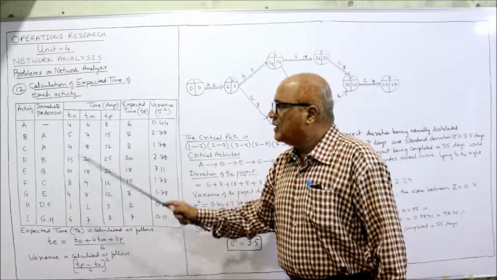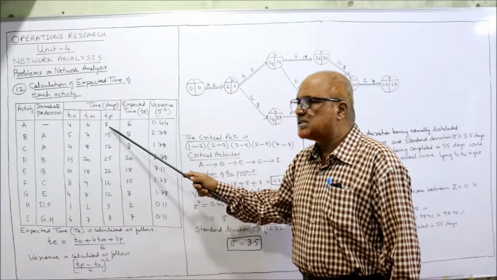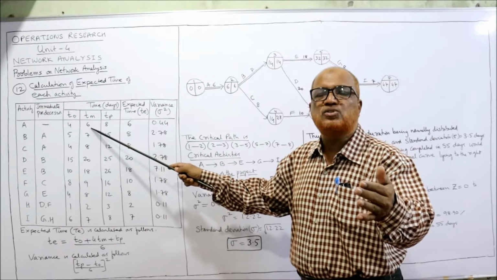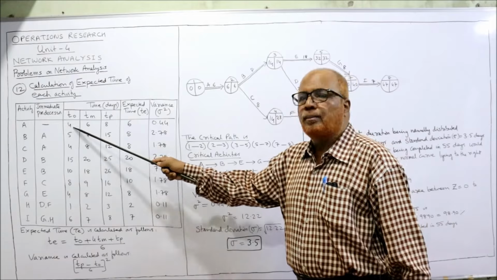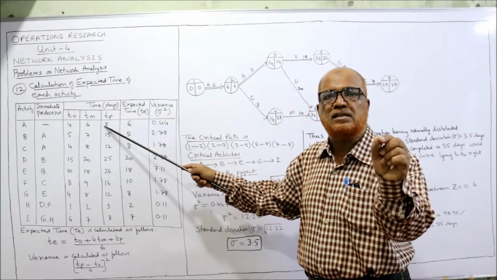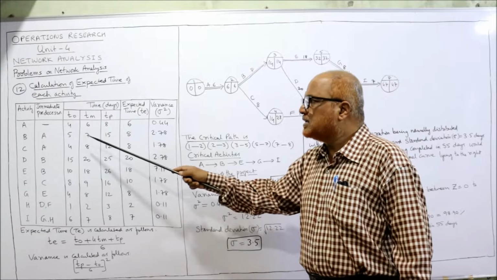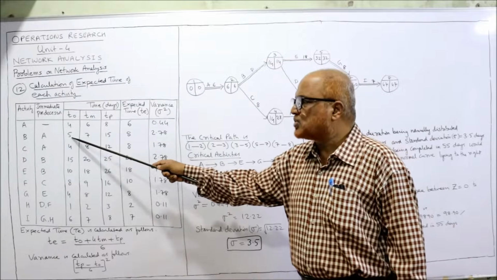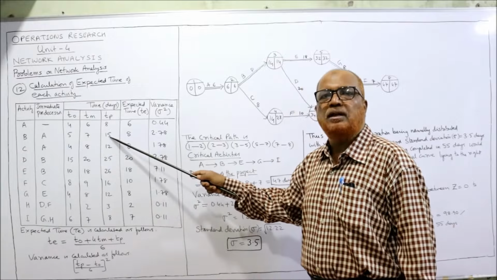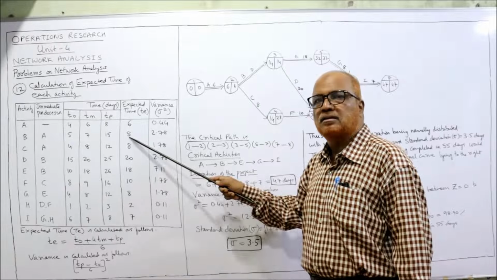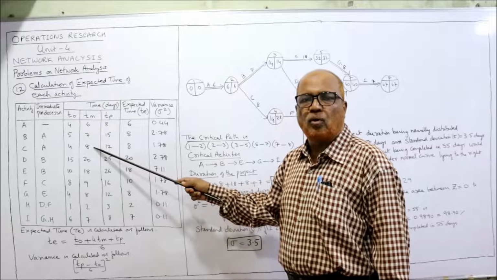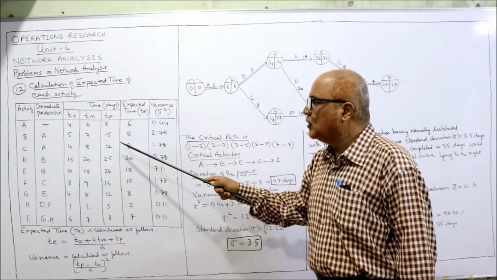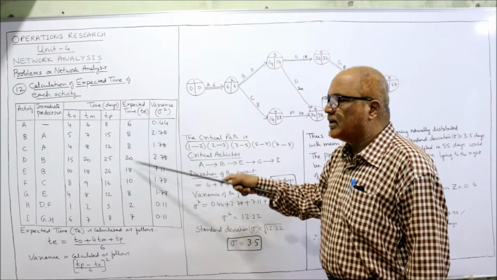So how to find out TO plus 4TM plus TP? Multiply TM with 4. So 6 into 4, 6 4s are 24, plus 4 plus 8, divided by 6, you will get 6. Similarly, second, 7 into 4, 7 4s are 28, plus 5 plus 15, divided by 6, you will get 8. Third one, finally, 8 into 4, 32, plus 4 plus 12, divided by 6, you will get 8. Like this, we have to calculate all the TE values.